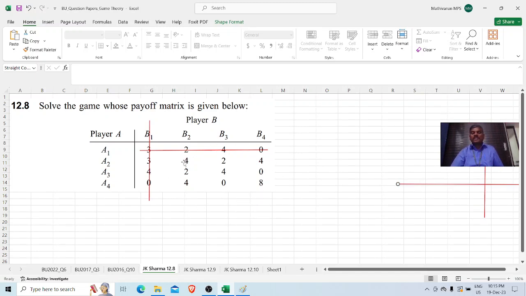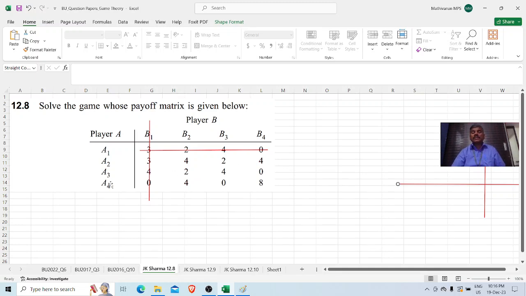So for better understanding, we will look at this 3 cross 3 matrix alone. First we will look at the rows. 4, 2. So strategy A2 is a better strategy. 2, 4. We are comparing the rows. So A3 is a better strategy. 4, 0. A2 is a better strategy. Depending on the strategies used by player B, either A1 or A3 seems to be a better strategy. So we cannot come to a concrete conclusion as to which strategy dominates the other strategy.